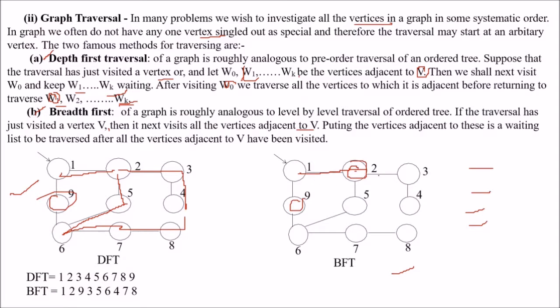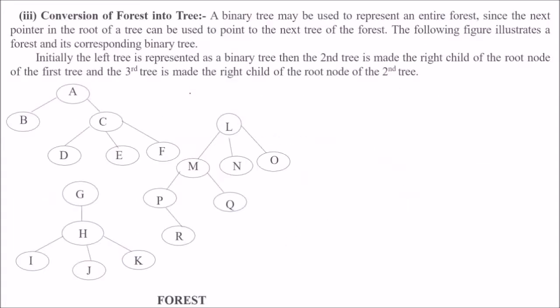Now after this, 3, 5 and 6 are at the same level. They are at a double edge difference from 1. These are 2 edges, these are 2 edges. So we take 3, 5 and 6. After this, we see that 4 is at 3 edge distance from 1. So we take 4, then 7, and then 8 is remaining. So we take 8. This is how we traverse the graph.